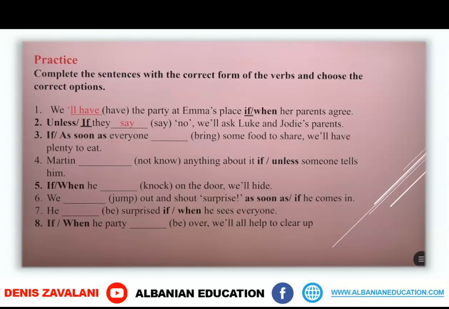Number 3: if everyone brings some food to share, we'll have plenty to eat. Number 4 is: Martin won't know anything about it unless someone tells him. 5: when he knocks on the door, we'll hide. Number 6: we'll jump out and shout, "Surprise!", as soon as he comes in. Number 7: he'll be surprised when he sees everyone. And the last one is: when the party is over, we'll all help to clear up.